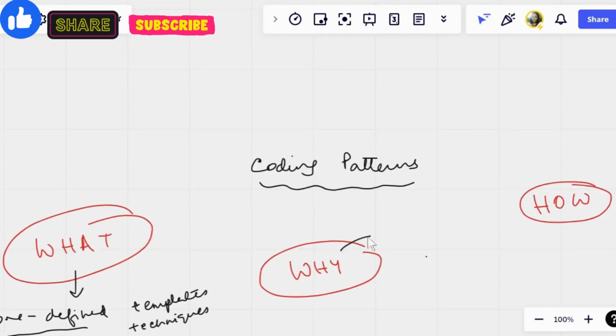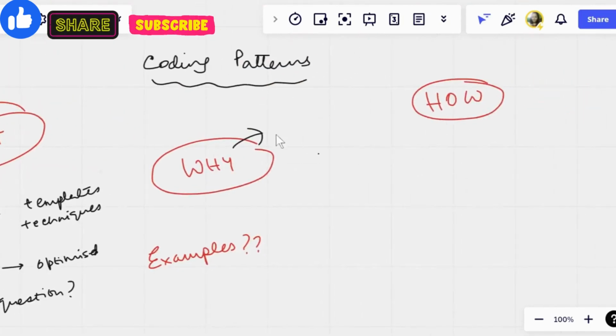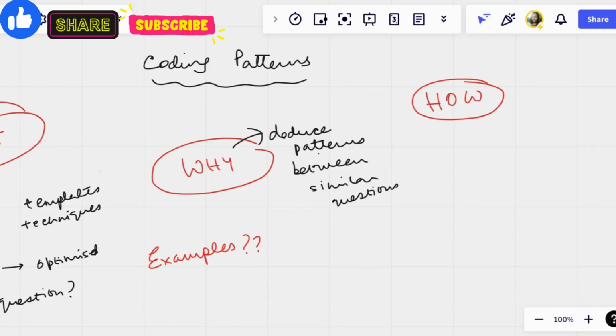Next, coming to the why part. We have already discussed it here. Firstly, it helps to identify or deduce patterns between related or similar questions. So if you already know that, say, you have studied two pointers and applied two pointers in a certain question, the moment you get another question, you will understand that two pointers have to be applied, because there was a certain blocker which you faced in the earlier question, and that is the reason you applied two pointers. If you're facing a similar issue in the new question, you are again going to apply two pointers to solve that.